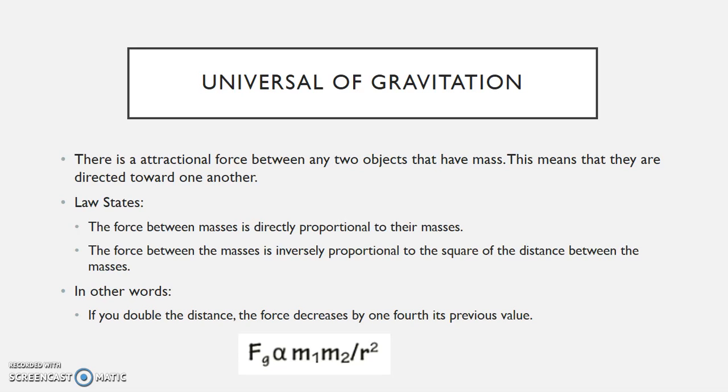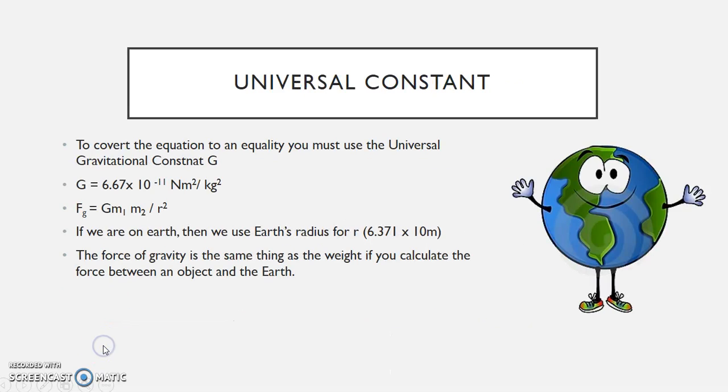So basically the law states that the force between masses is directly proportional to their masses, and the force between the masses is inversely proportional to the square of the distance between the masses. In other words, if you double the distance, the force is going to decrease by 1/4 of its previous value. You should have seen this relationship in the virtual lab for the gravitational constant. If you did not find this relationship, you need to go back and reassess your values in that conclusion part.